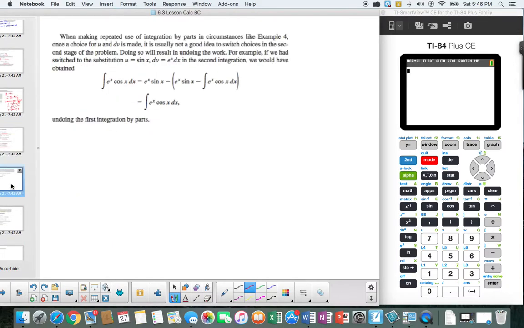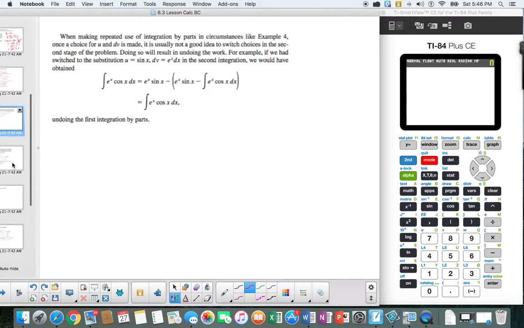All right, and here's a caution. If you're going to do this, make sure you allow u and dv to be the same thing. If you change them on the second time you do integration by parts, you'll just get back to what you have. You undo the process.